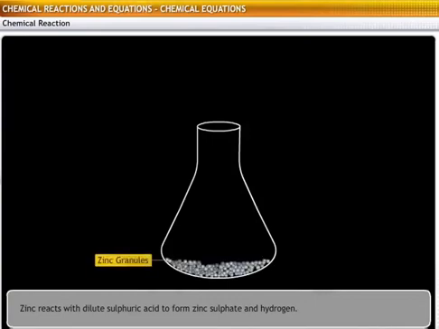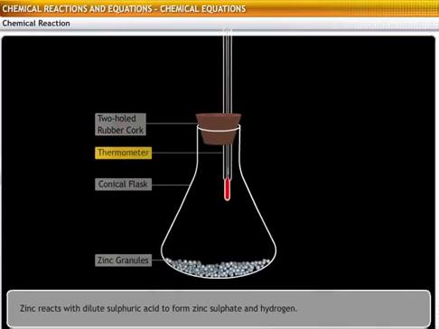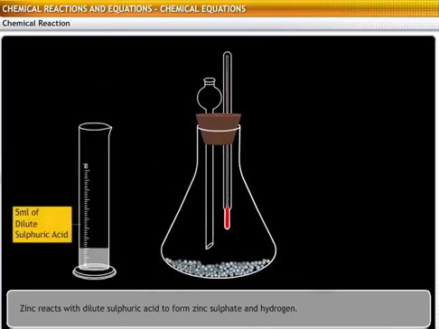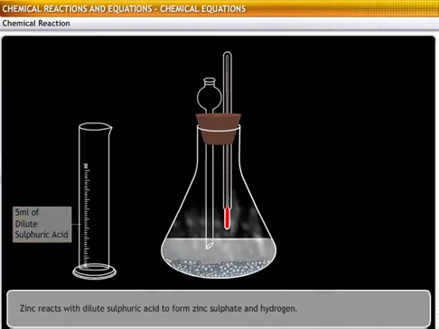We begin with some zinc granules in a conical flask. These granules are blue-gray in color. Fit a 2-holed rubber cork on this flask. Then we fit a thermometer into one hole of the cork and a thistle funnel into the other hole. Next, pour 5 ml of dilute sulfuric acid into the conical flask through the thistle funnel.